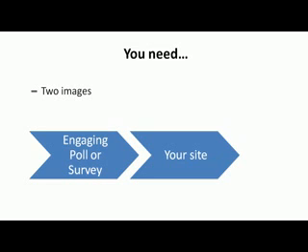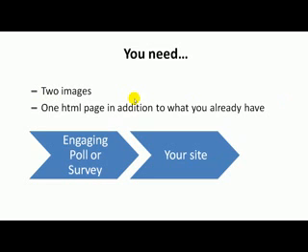In order for this to work, you're going to need 2 images, and then you'll need to have 1 HTML page in addition to what you are already having. Now, you can have an HTML page, or you can have a WordPress page. So depending on what site you use, just an extra page with 2 images on it with an engaging poll or survey, that's what we're going to be creating, which eventually redirects to your main site. So let me show you how to implement this.